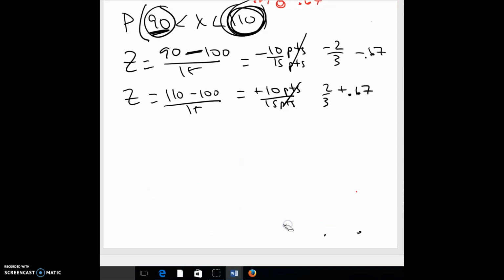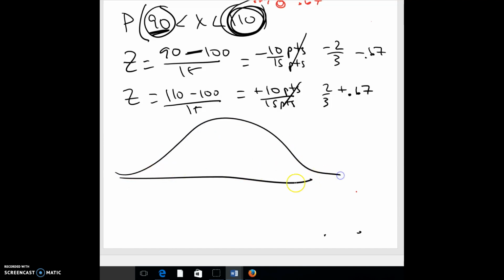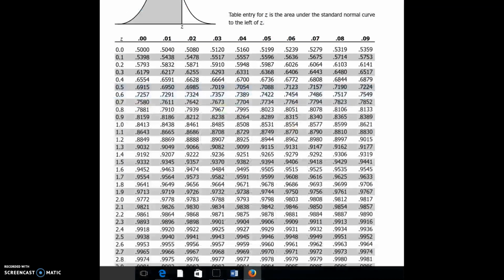So we're going to look at the probability of, oops, I need to be able to draw here. All right, that's pretty sad, but let's try again. So here's the normal distribution, and so we have negative 0.67 and positive 0.67. All right, so we're going to use our chart, and again, remember the chart always goes to the left. So I'm going to look at the negative 0.67.